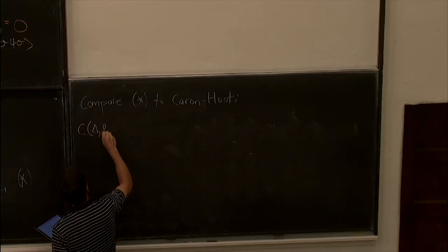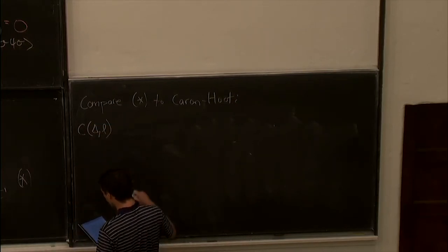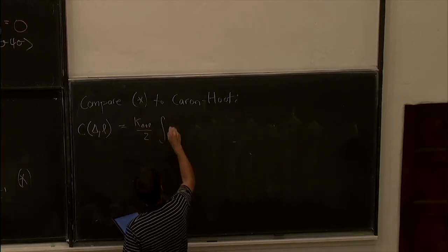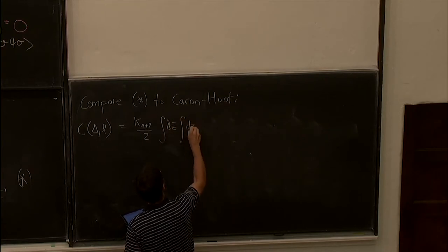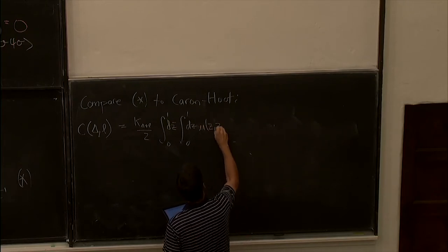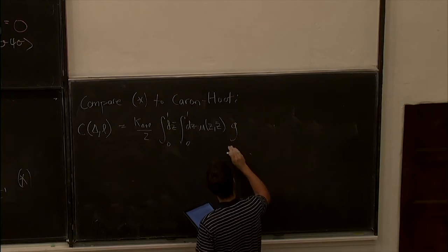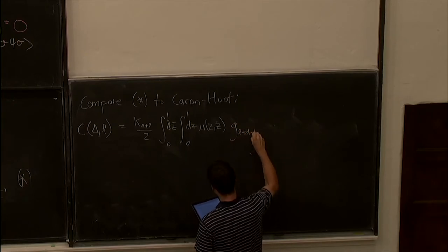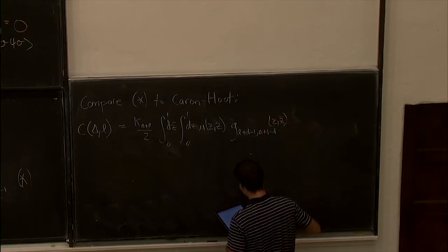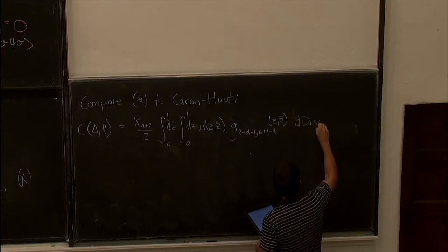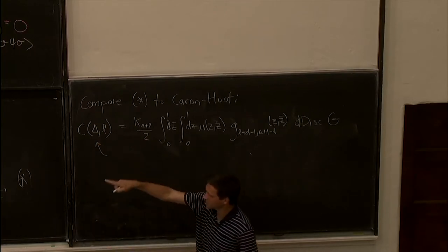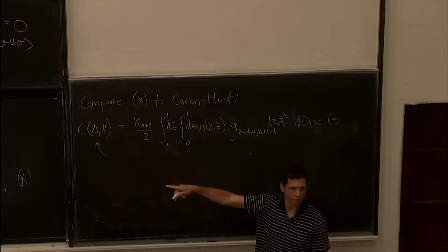So the full inversion formula is C of delta comma L equals kappa of delta plus L over 2, integral dz bar, integral dz, 0 to 1, mu of z z bar, g of l plus d minus 1, delta plus 1 minus d, of z z bar, times d disk. This is not the same thing that's showing up over there.